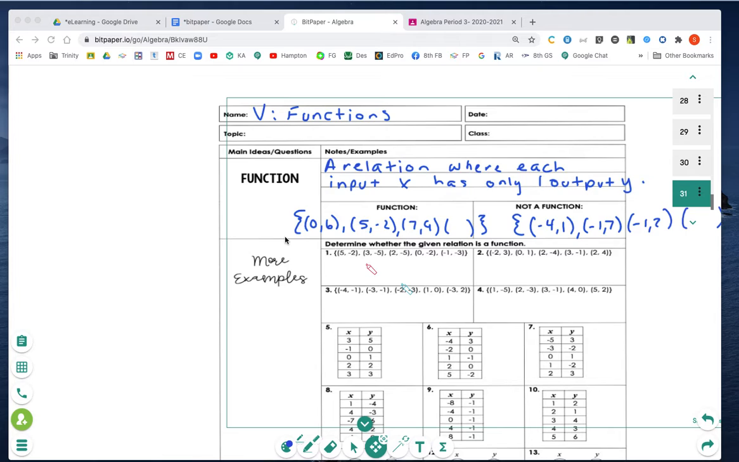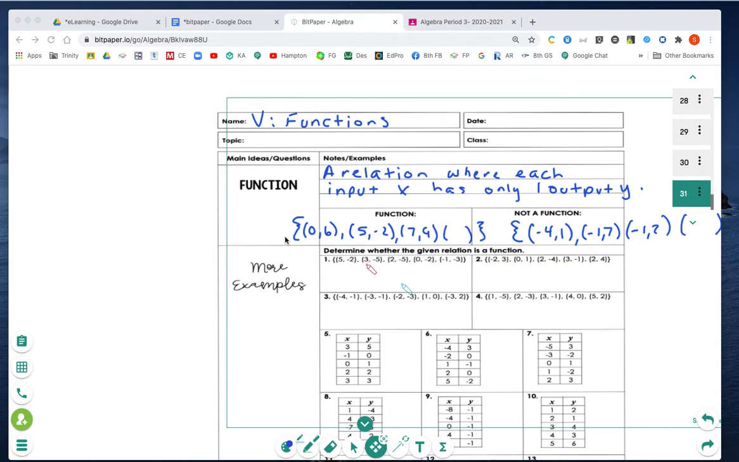If I go ahead and add (1, 1), comma (-1, ...), that makes this relation a function because I do not have any x's that are repeating, or any x's that have more than one y or more than one output.